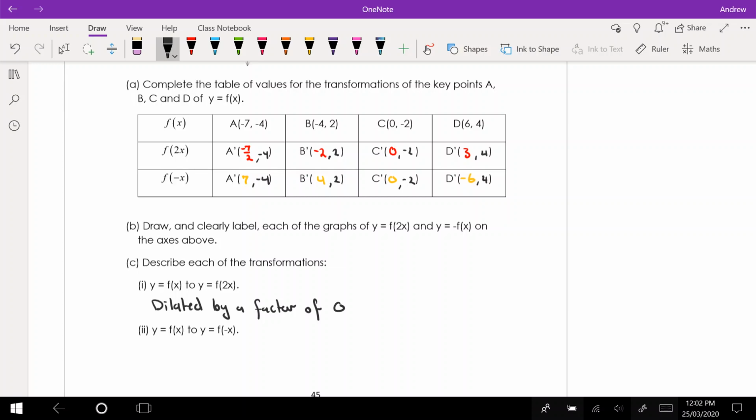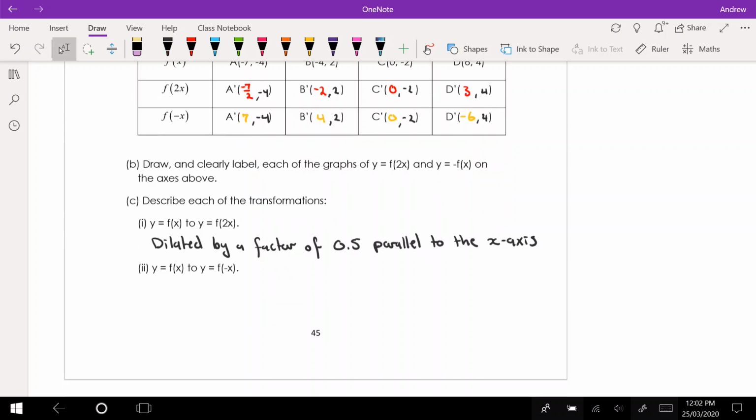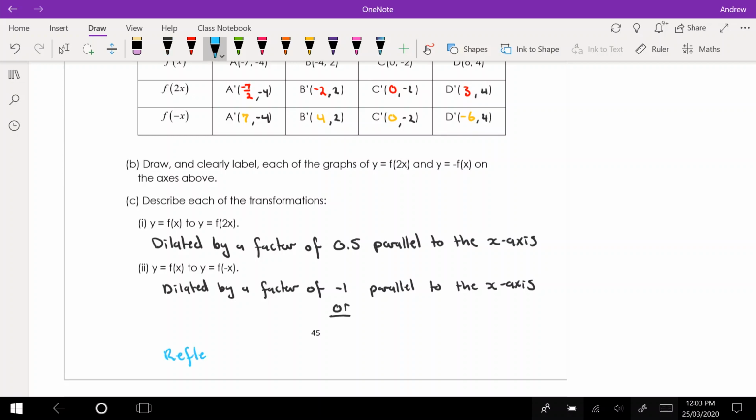And then for the next one, again, use that same language. Dilated by a factor of -1 will still just be -1. Parallel to the x-axis. Or what's another transformation we could call it? Or reflected in the y-axis, yeah. Reflected on the y-axis.